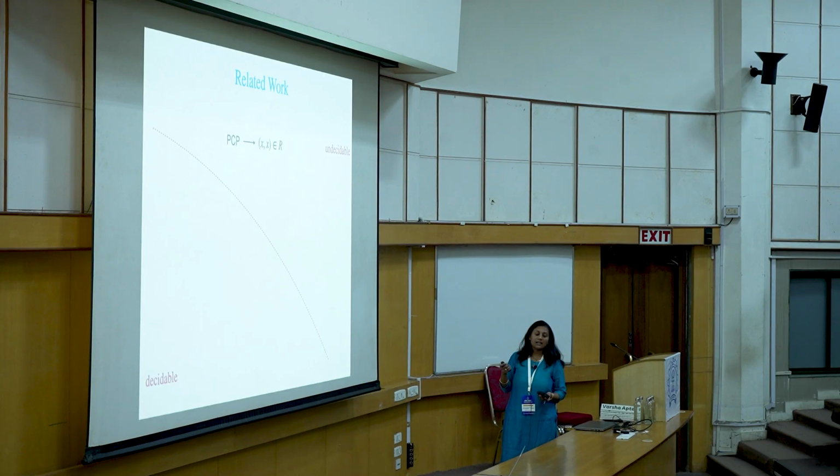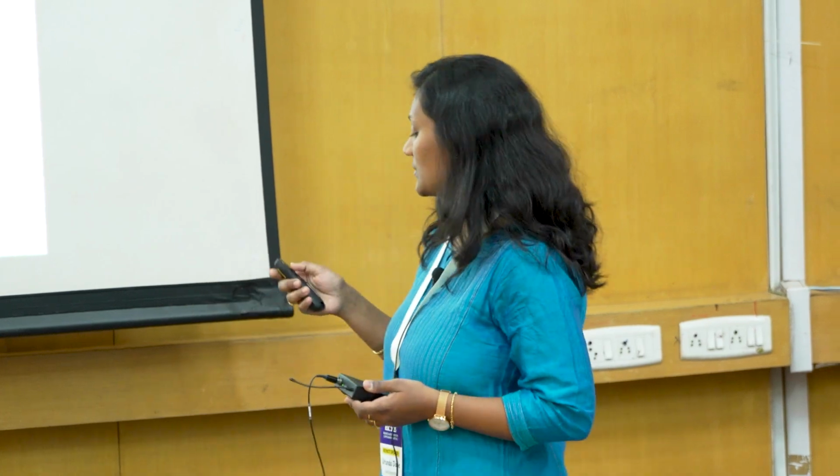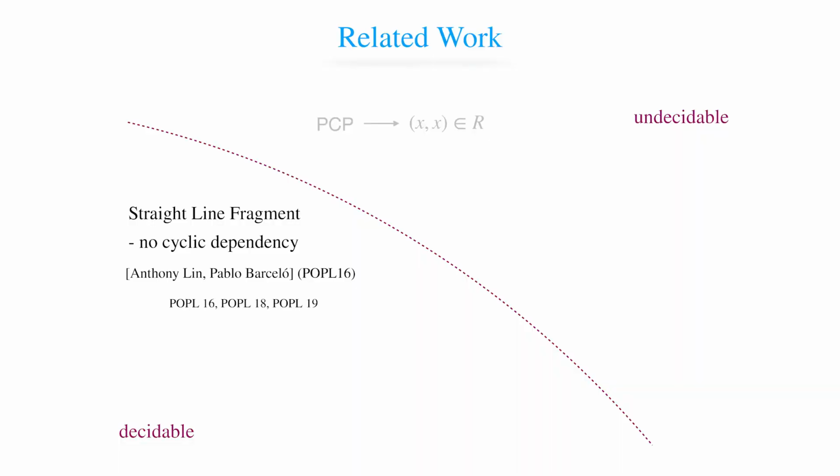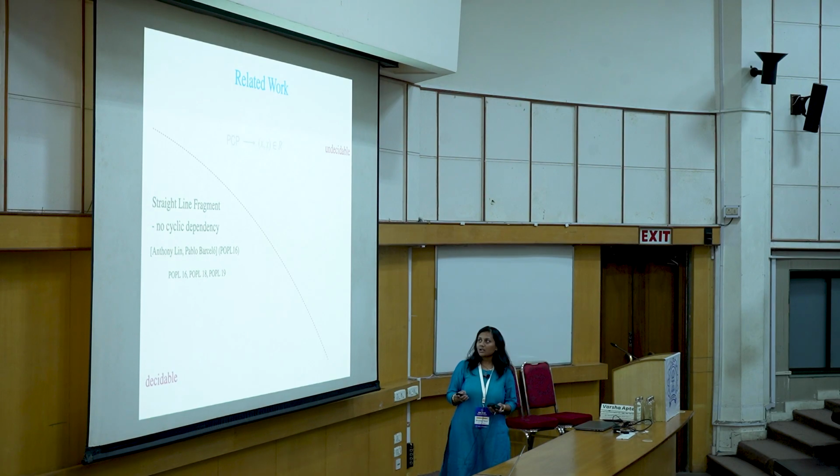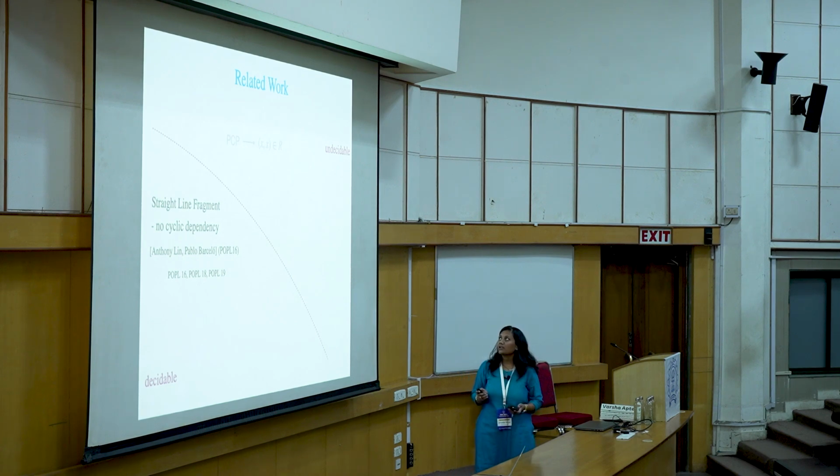That is the question, decidability. Given any constraint, there is no algorithm which will say whether it is satisfiable or not satisfiable. So people have tried getting decidable subclasses for which the satisfiability is decidable. One such subclass is the straight line fragment.